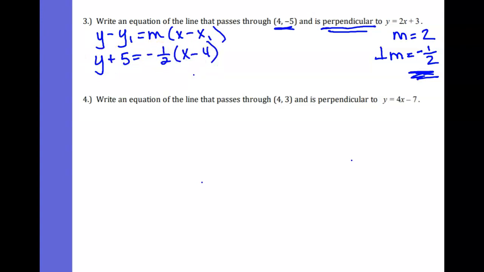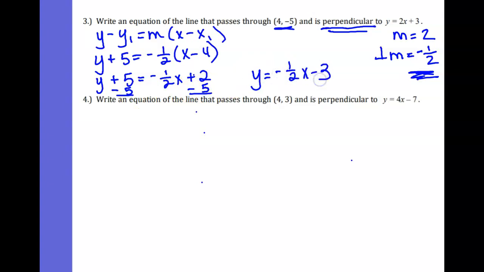Okay, so that's important that you know how we set that up. Now we distribute. Y plus 5 is -1/2 x, and 1/2 times 4 is 2, so this is going to be plus 2. And then when we subtract our 5 from both sides, y is equal to -1/2 x minus 3. Okay, so there's our equation. This would probably be a really good time to pause the video and try the next one.